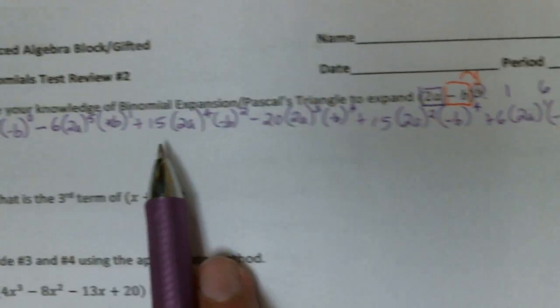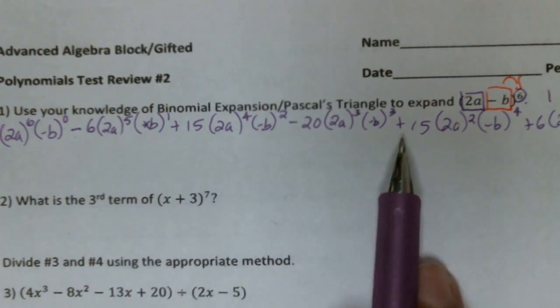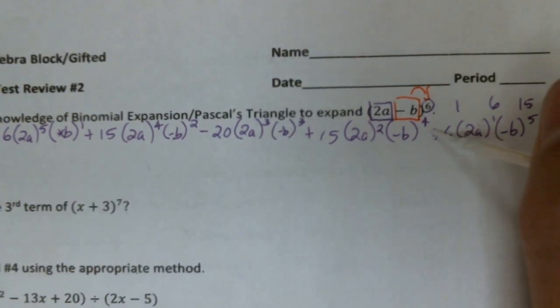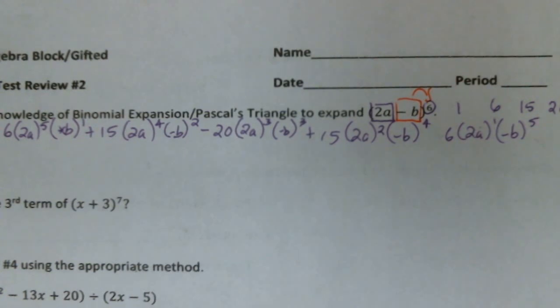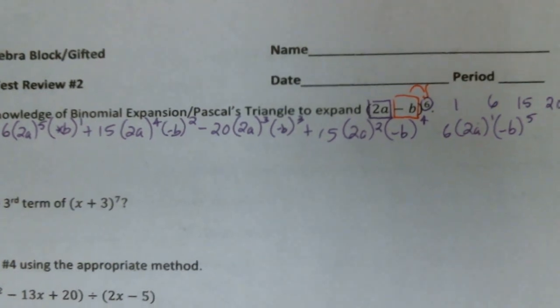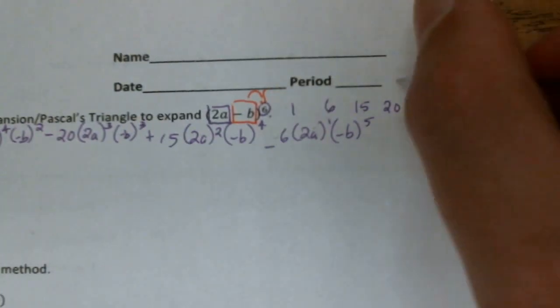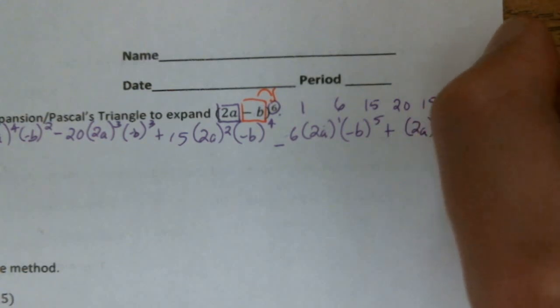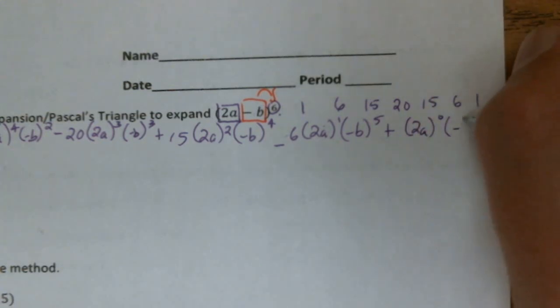And actually, let me check this. Negative, positive, negative, positive. This one should be negative. Let's call myself out there. So that one should be a negative. All right, so that term is negative. And then the last term, I have another 1. So this term is going to be positive, and then it's going to be 2a raised to the 0, and then the negative b raised to the 6th.